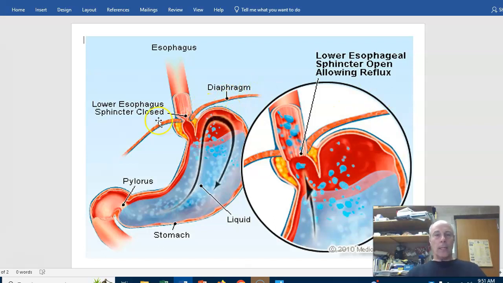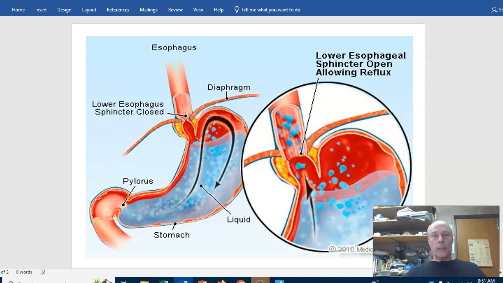So here would be the diaphragm. This would be the thoracic cavity here, and the stomach down here. And so if this sphincter functions correctly, it prevents these stomach juices from getting up here into the esophagus. But when it doesn't function correctly, it doesn't close it off as efficiently as it should, then stomach juice can get up into the esophagus and burn it and make you really uncomfortable.